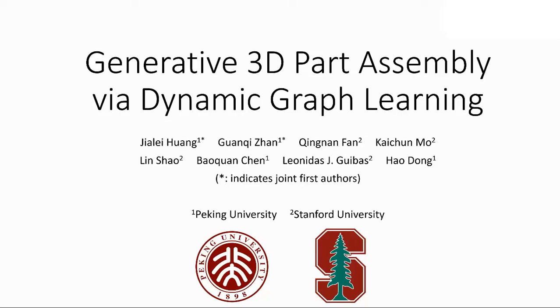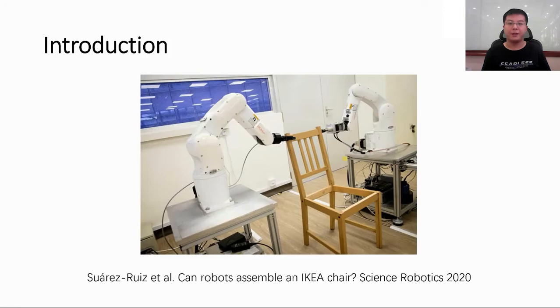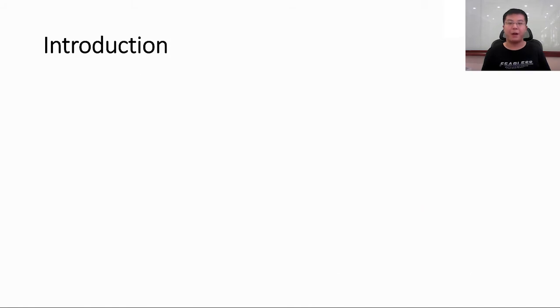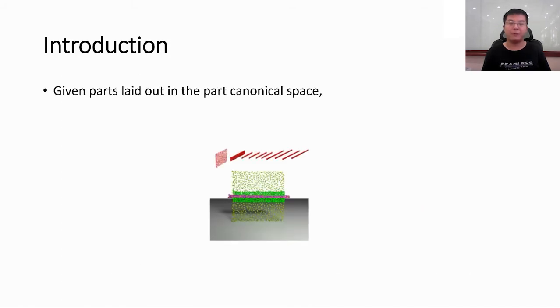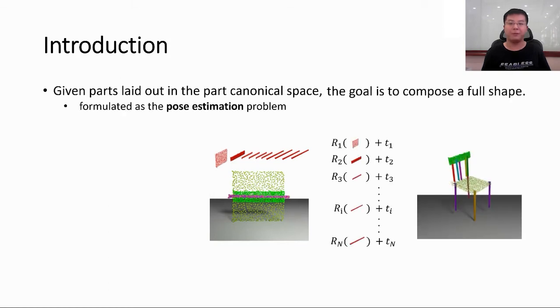Hi, today I'm going to talk about our work, Generative 3D Part Assembly via Dynamic Graph Learning. Part assembly is a very basic and important task in robotic manipulation. In our paper, we formulate the part assembly task from a vision or graphics perspective. Given parts laid out in the part canonical space, the goal is to compose a full shape. It can be formulated as a pose estimation problem.